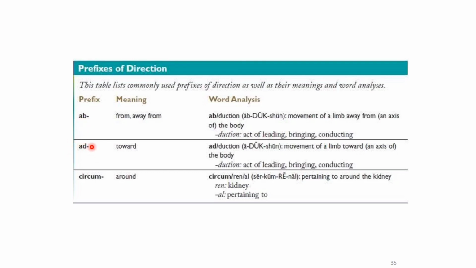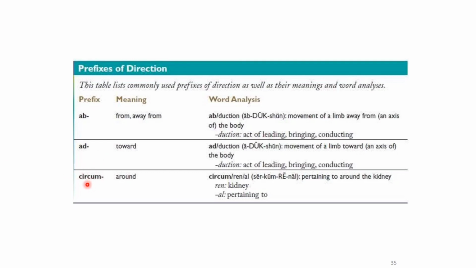Then another is ad. Ad means toward. Ab means away and ad means toward. So the word analysis for the prefix ad is adduction. That is movement of a limb toward the body. Fine. Then another prefix of direction is circum.